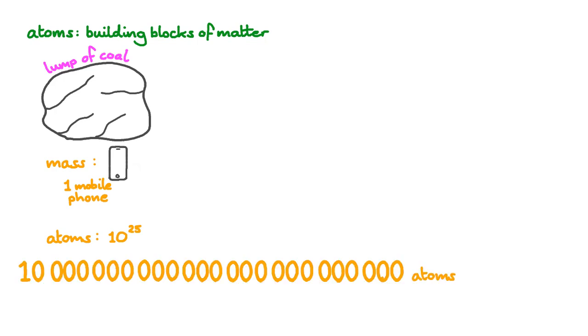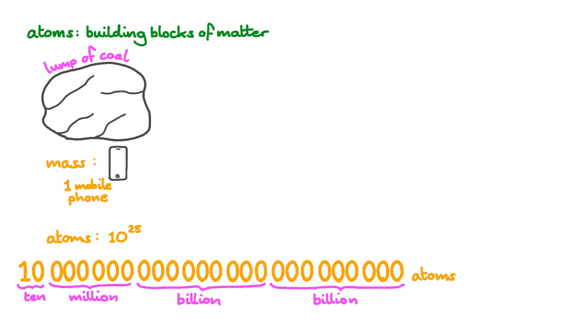Imagine you have a lump of coal in your hand. It weighs about the same as a mobile phone. Inside that lump of coal, there are around 10 to the 25 carbon atoms. That's this many atoms. That's 10 million billion atoms.